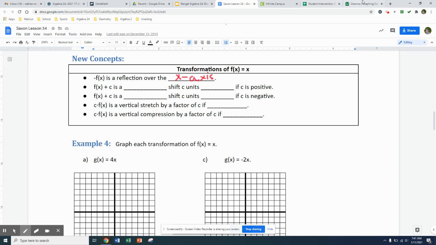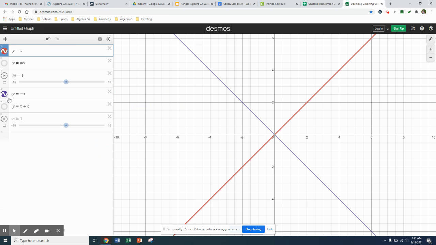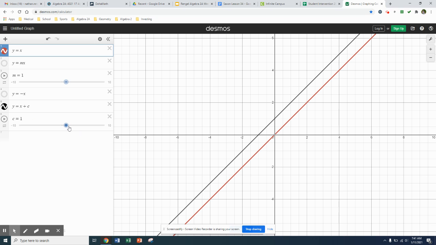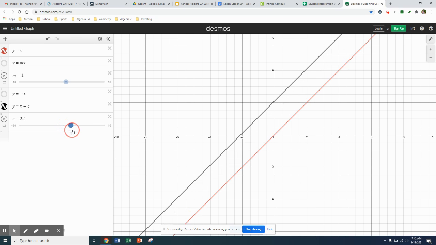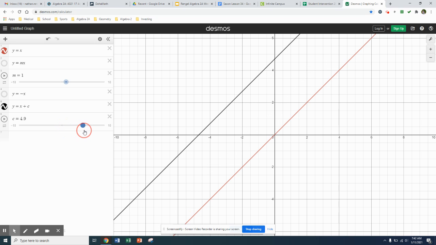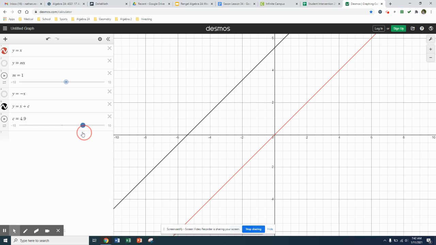Next, what happens when we start to adjust the y-intercept? So f of x plus c is a blank shift c units if c is positive. So let's see what happens when c is positive. Down here we have a graph x plus c, and I'm adjusting my c. If I start with c at 0, it's just going to be the exact same as y equals x. But as c becomes positive, you can start to see, where is my graph going? Is it going up or is it going down as I make c positive?